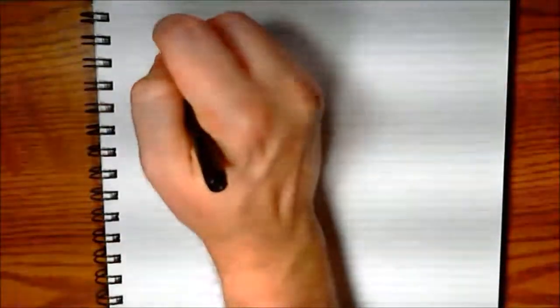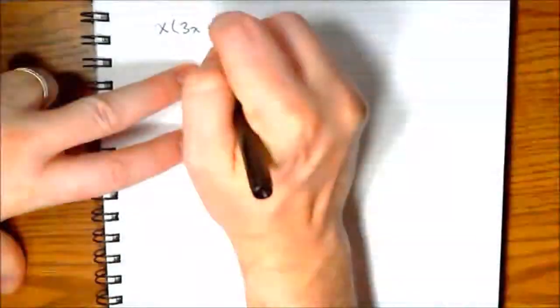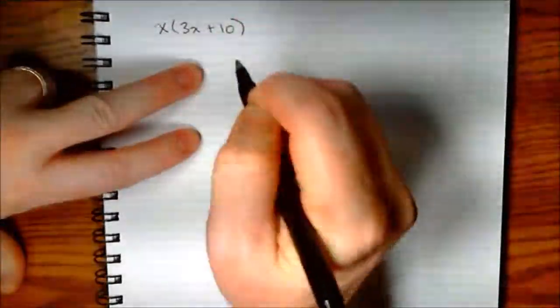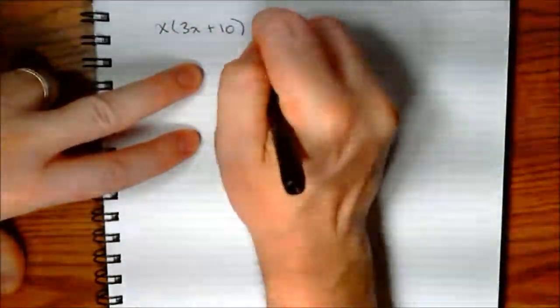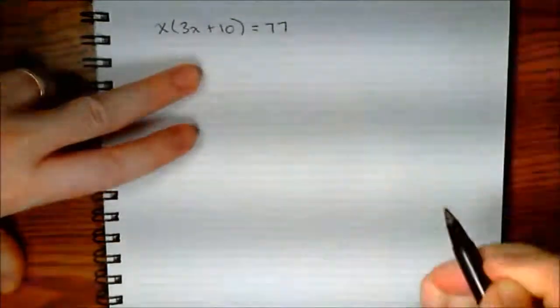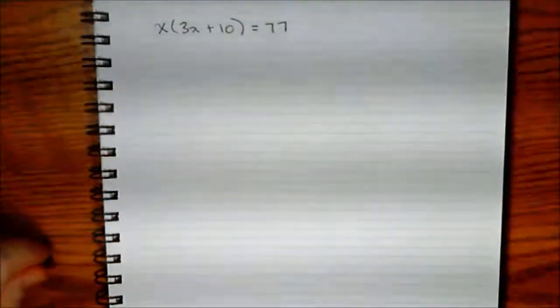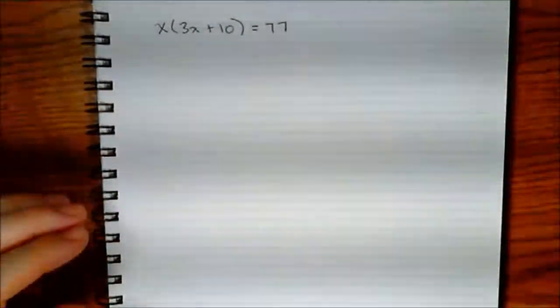Suppose we've been asked to solve the equation x times (3x plus 10) is equal to 77 by factoring. The first step in solving this is, of course, to rewrite the equation.